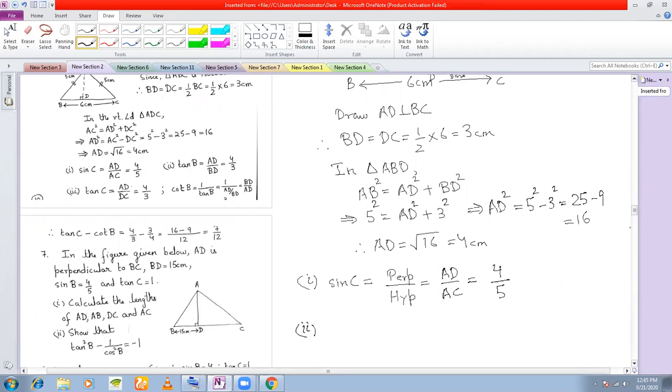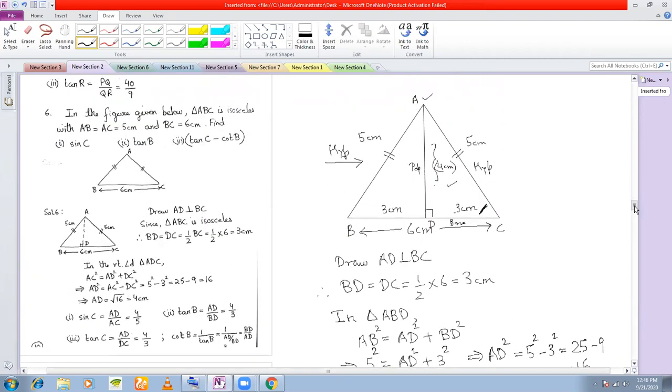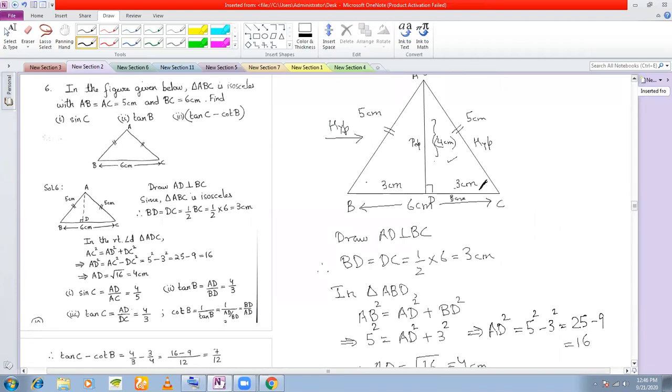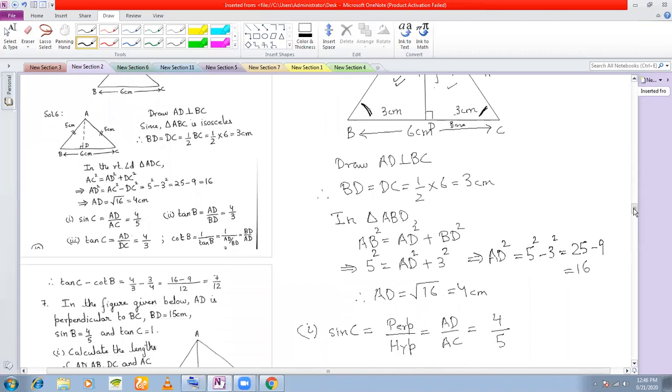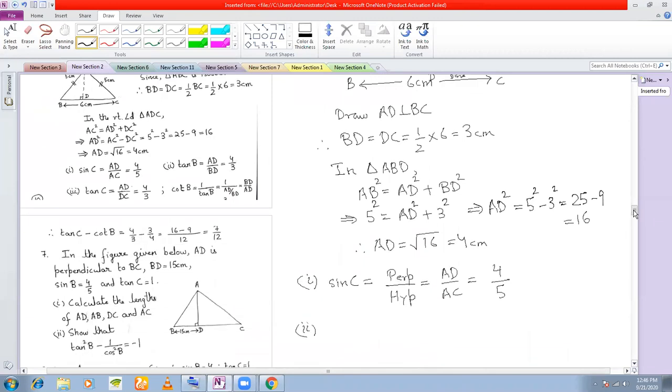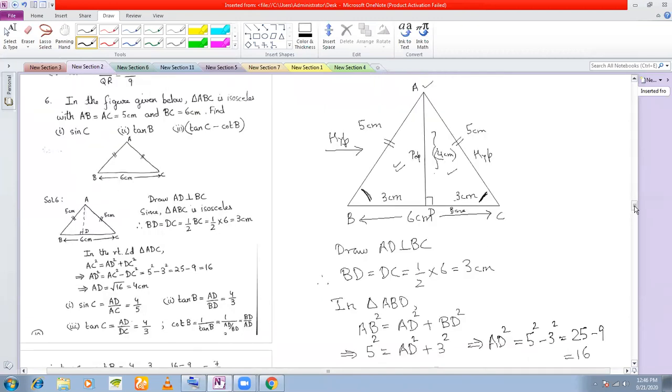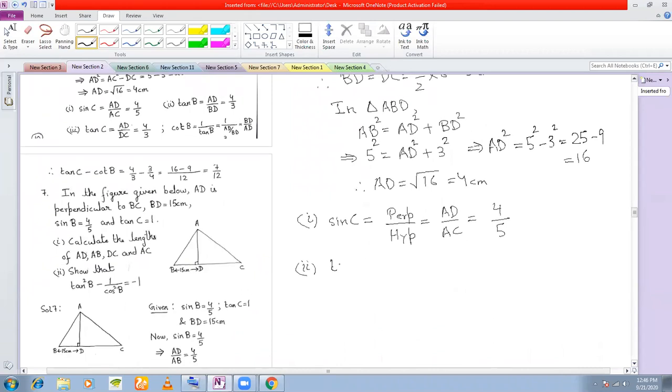Second one, the second question here is tan B. When you're talking about B, we are talking about this angle. And so we'll consider this right angle triangle now. So this ratio is tan B. Tan B is perpendicular by base.